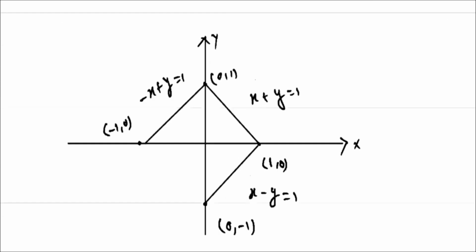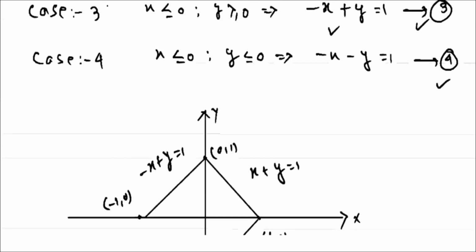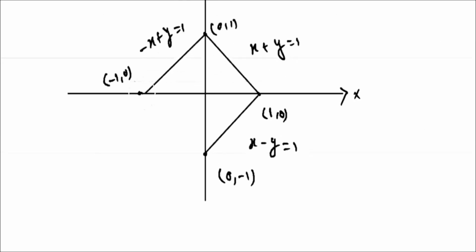Also we draw the fourth line, minus x minus y equals to 1. This line cuts the negative x-axis at a distance 1, and cuts the negative y-axis at a distance 1. So if we join these 2 points, then we get the line. So the line is this.